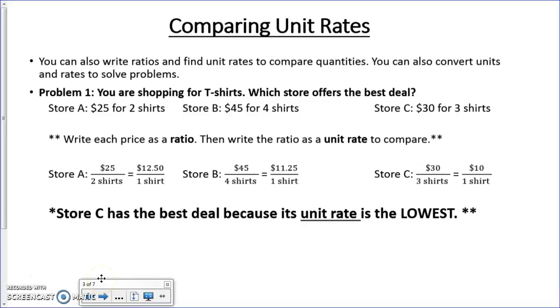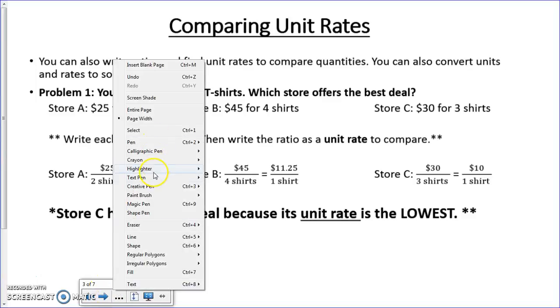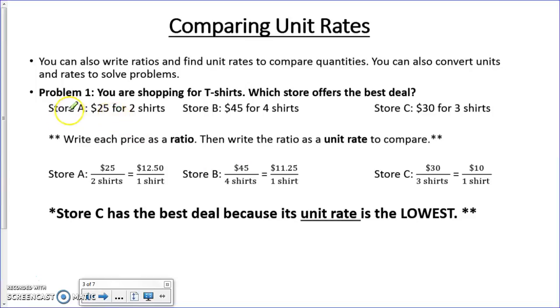You can also write ratios and find unit rates to compare quantities. You can also convert units and rates to solve problems. Problem 1. You are shopping for t-shirts. Which store offers the best deal? Store A, $25 for 2 shirts. Store B, $45 for 4 shirts. And Store C, $30 for 3 shirts. Write each price as a ratio, then write the ratio as a unit rate to compare.